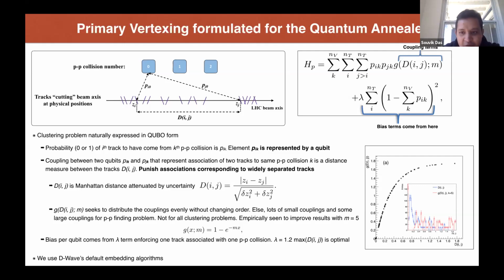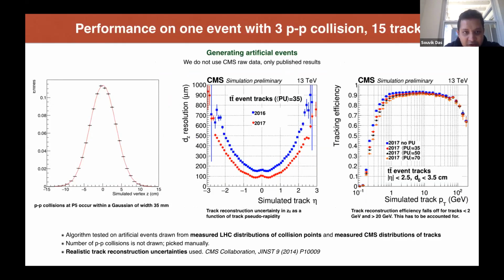So that's it. Once the problem is formulated in this form, and you must remember Pik and Pjk are the qubits, and those are the couplings, this can easily be turned into the Hamiltonian form. We can actually use it on our data. But of course, we didn't use it on CMS data because it's hard to get to CMS events. So we generated artificial events.